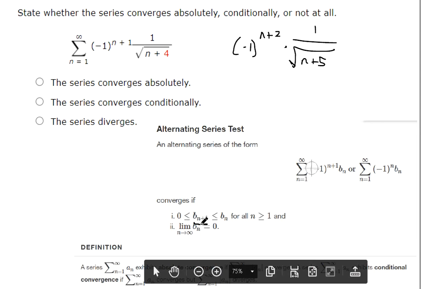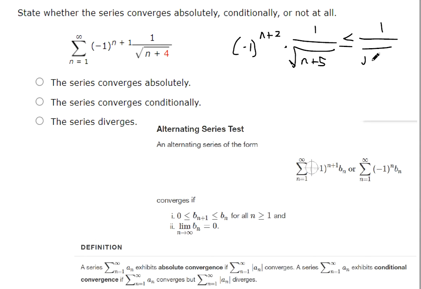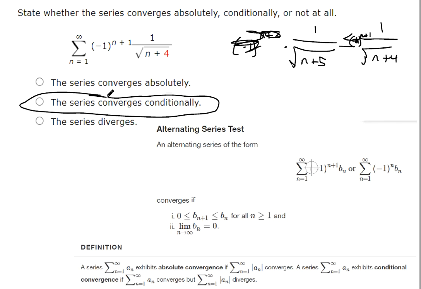If the next term is less than or equal to the current term, then we can say it converges using the alternating series test. The -1 part doesn't really matter as much, because b sub n is supposed to be everything except the alternating part. Is this less than this? It is, by just a tiny amount, because the denominator is just a little bit bigger in the n plus 1 term than it is in the n term. So we can say it converges conditionally by the alternating series test.